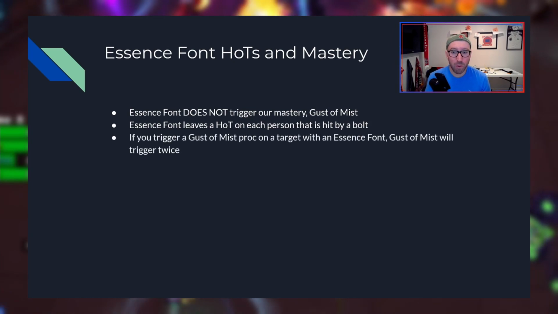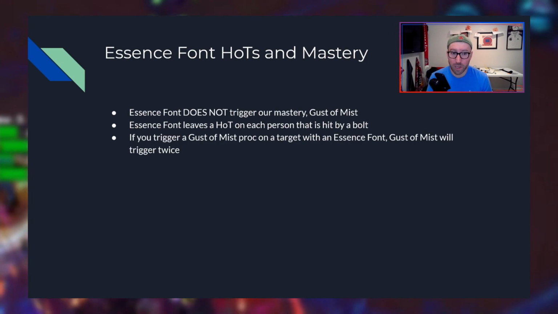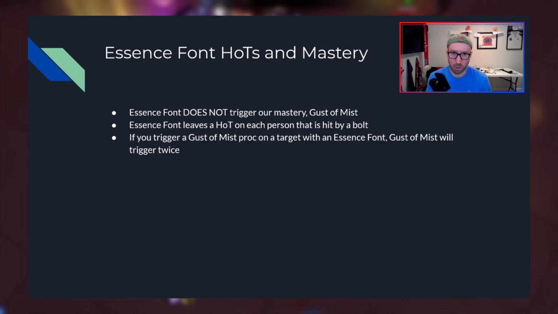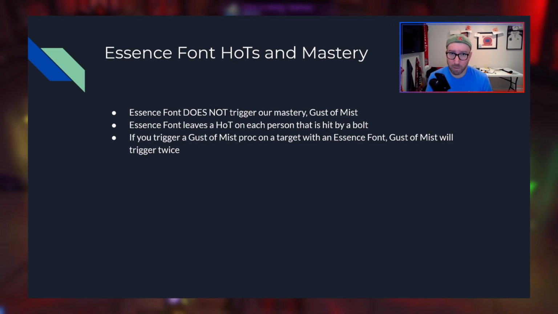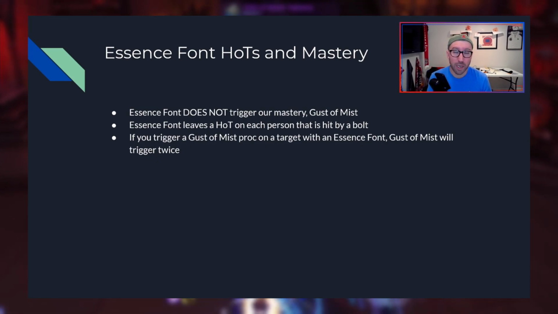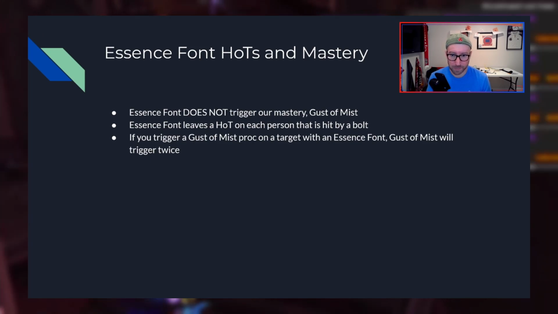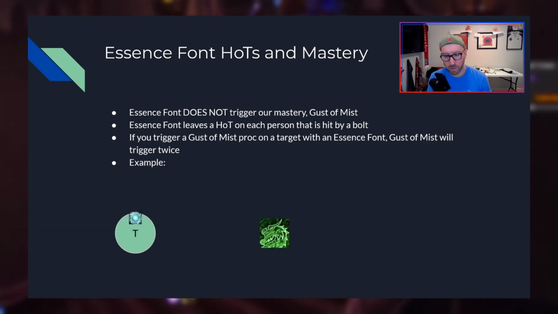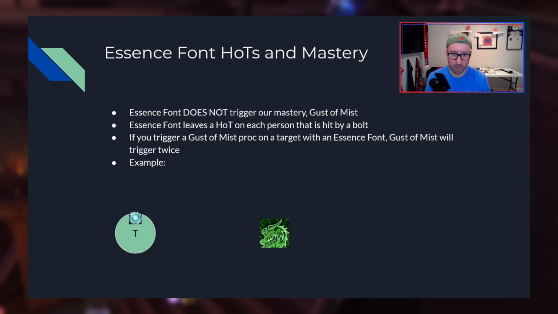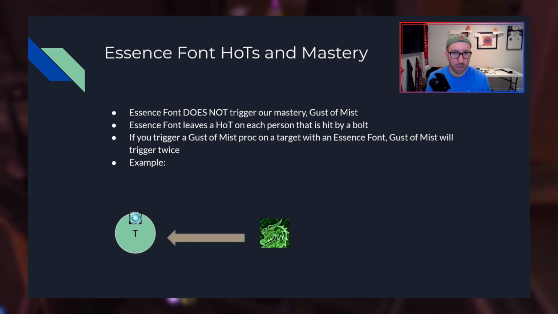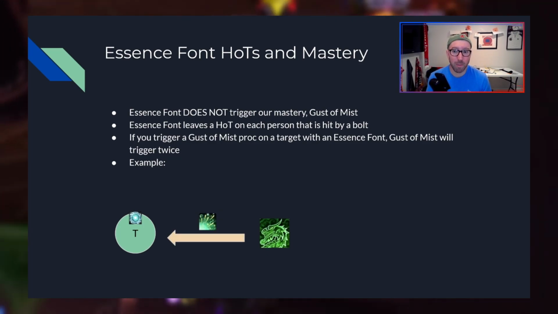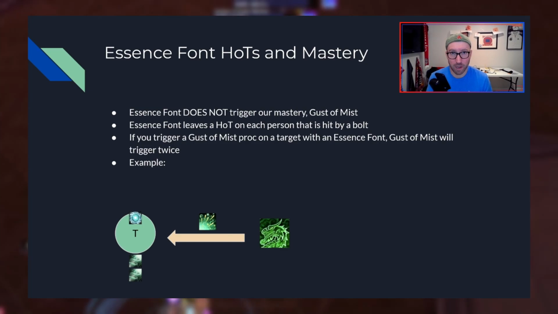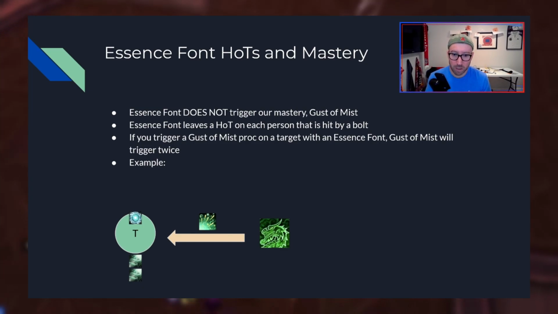What happens is if you trigger a Gust of Mists proc on a target with an Essence Font HOT, Gust of Mists will trigger twice. A Gust of Mists proc is, of course, healing somebody directly with Vivify, or casting Renewing Mist on someone directly, the typical ways you would trigger Gust of Mists. I've provided a quick example. So here you are, you're a happy-go-lucky Mistweaver, and you have a target you're trying to heal. That target has an Essence Font bolt in them. So, of course, you target them, you cast Vivify, and what do you think ends up happening? Well, of course, you get 1 Gust of Mists proc, but you also get a second because they have that Essence Font HOT on them. So that's scenario 1. Pretty straightforward.